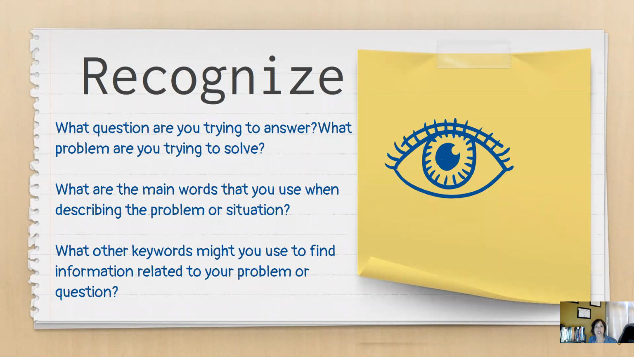The first step is to recognize what information is needed. What questions are you trying to answer? What problem are you trying to solve? Tell me more about the situation. Addressing these will help identify main or keywords to use in searching for information.